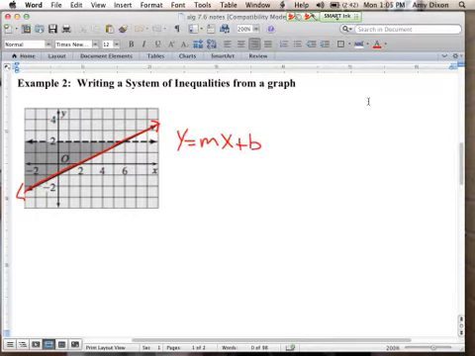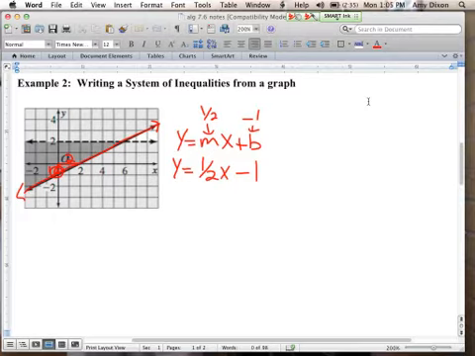All right. What's the slope going to be? 1/2, because we have to rise 1, run 2. So the slope is 1/2. The y-intercept, it crosses right here, at -1. So then our equation is y equals 1/2 x minus 1. That's the equation of that red line.